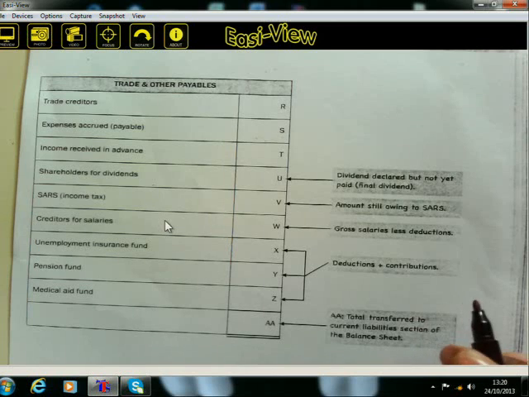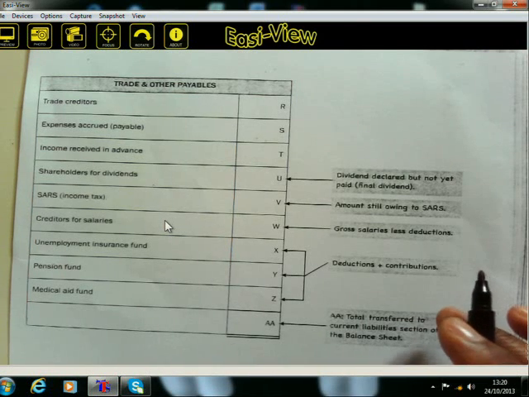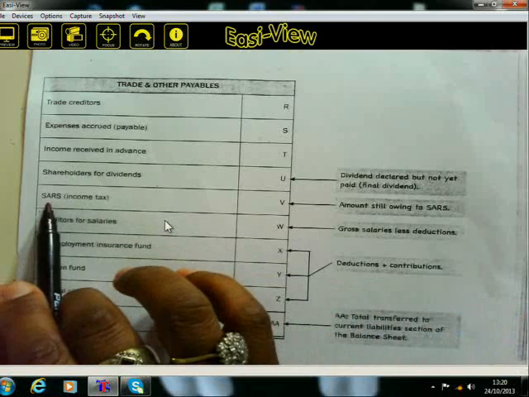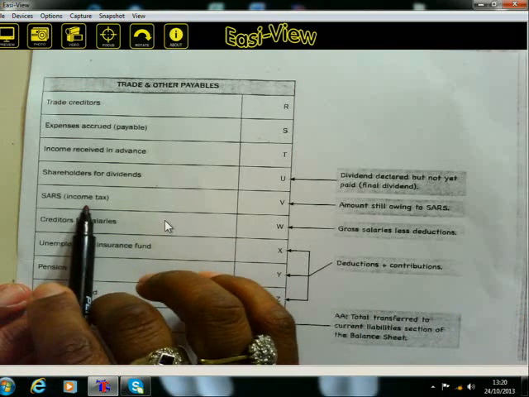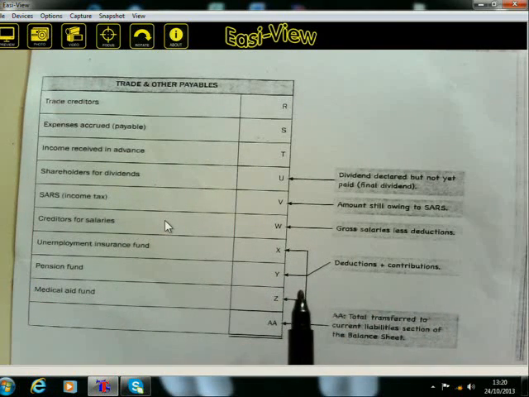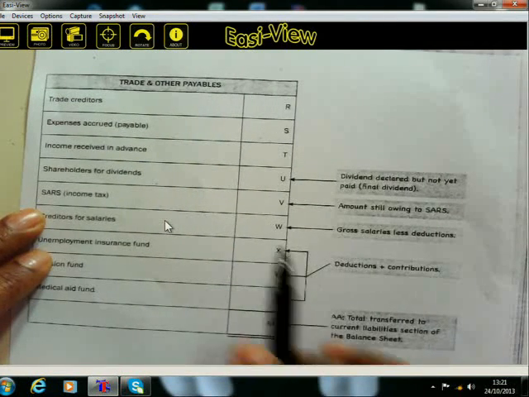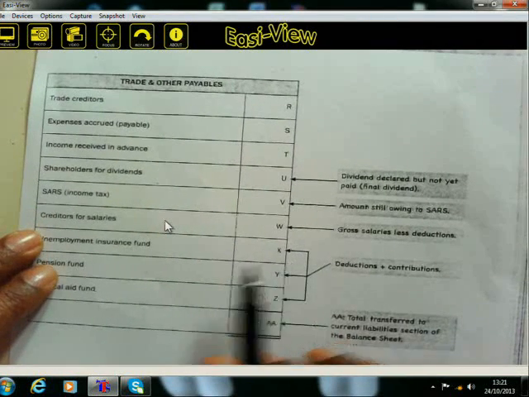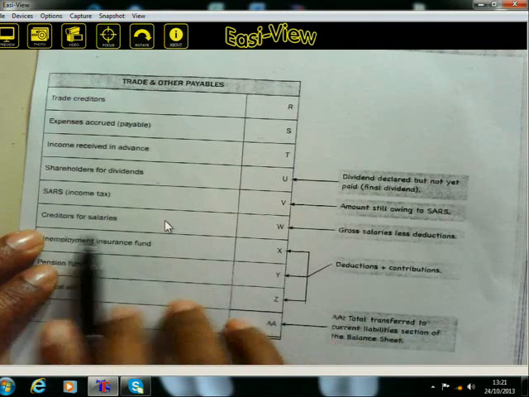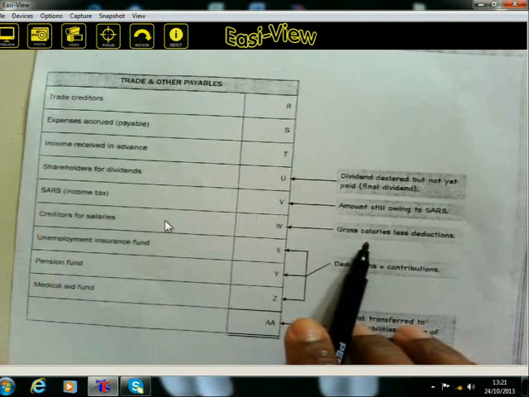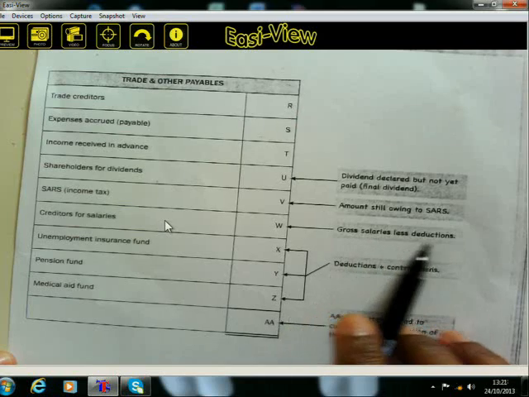If there is still an amount that needs to be paid to SARS, then you'll have to enter it under trade and other payables. Remember, from the trade and other receivables, when it comes to SARS income tax, it's whereby we find ourselves overpaying SARS. But if we still need to pay SARS, then it's included under trade and other payables. Then creditors for salaries. Here we are looking at the gross salary less the deductions.